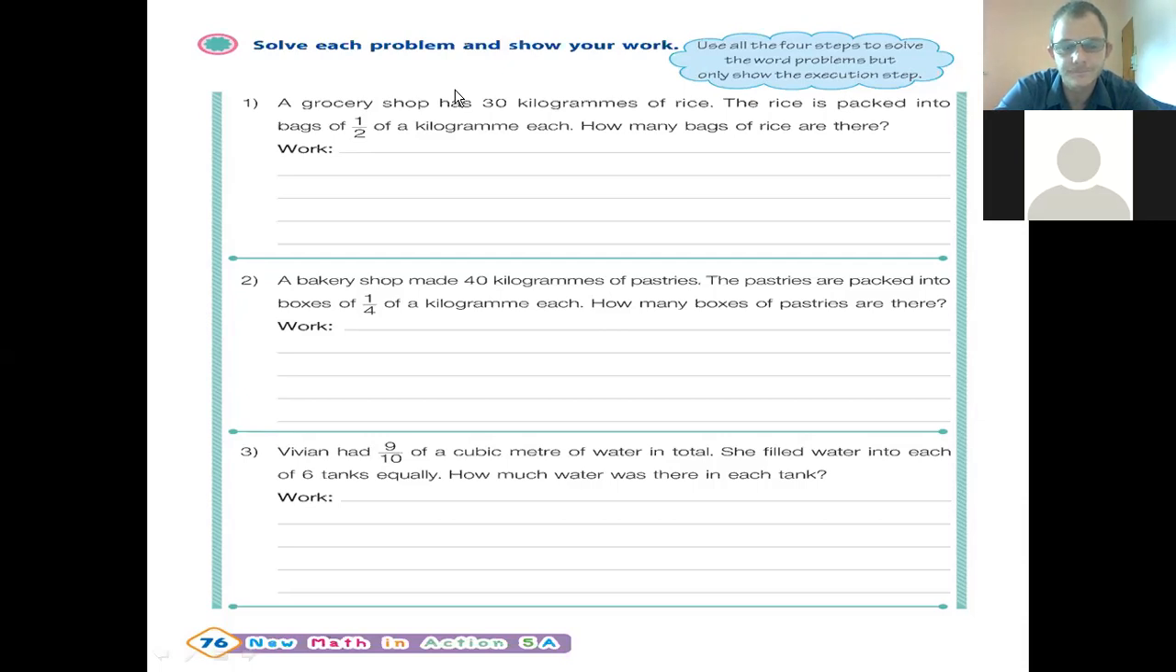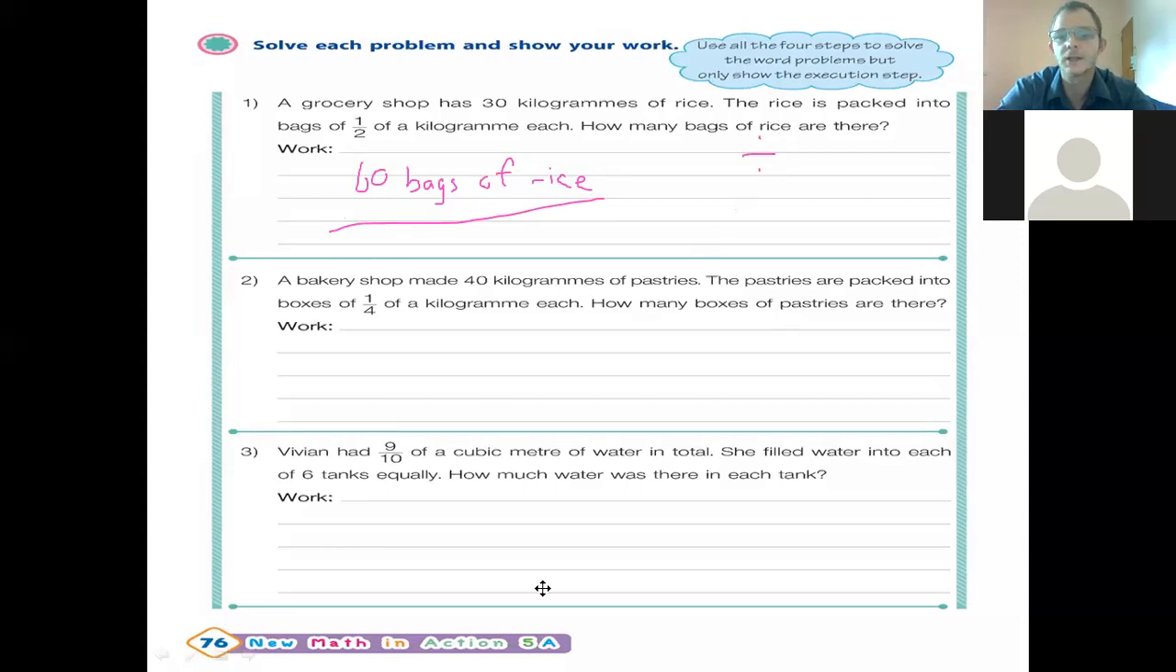Where do we start? 60 bags. 60 bags. That's how many bags there are. Okay. This one is dividing. It's a dividing problem.